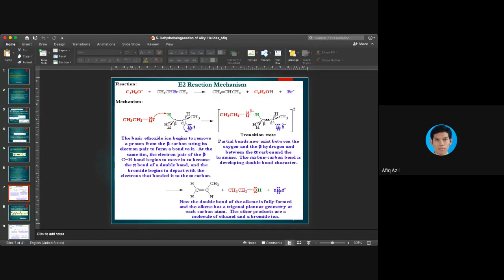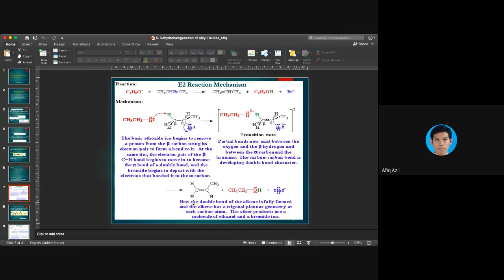So in this transition state, there are 3 partial bonds, okay, between the ethoxide and the hydrogen. Sorry, 4 partial bonds. And then between this hydrogen and this beta carbon, between the beta carbon and alpha carbon, and also between the alpha carbon and the bromine. Okay, so this bromine actually hasn't fully been eliminated yet. Okay, so partial bonds now exist between all that I have mentioned just now.